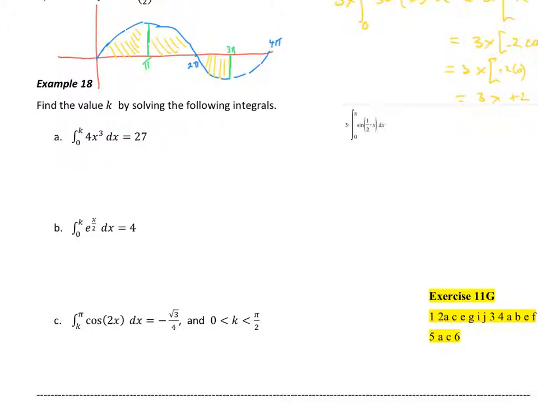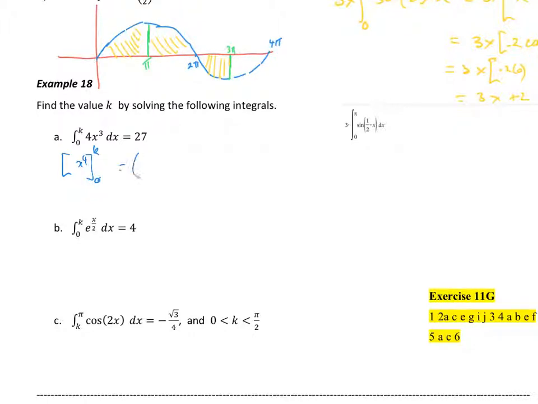Okay, so just I guess a little twist on how we might be asked to use the integral to solve for any unknown values. If we've got an integral that we need to try and solve, we go through the process exactly the same way. So anti-differentiate: the antiderivative of 4x cubed is x to the 4 on 4, so the 4's cancel, between k and 0.